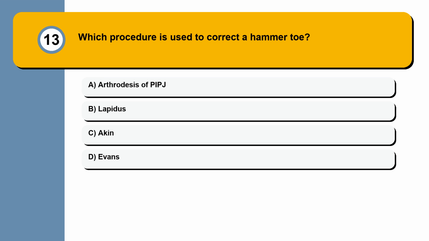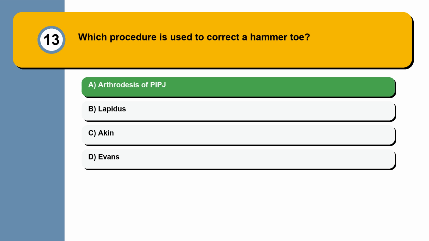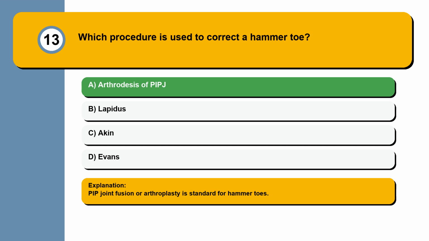Question 13. Which procedure is used to correct a hammer toe? Arthrodesis of PIPJ, Lapidus, Akin, Evans. Arthrodesis or arthroplasty of the PIP joint is standard for hammer toes.